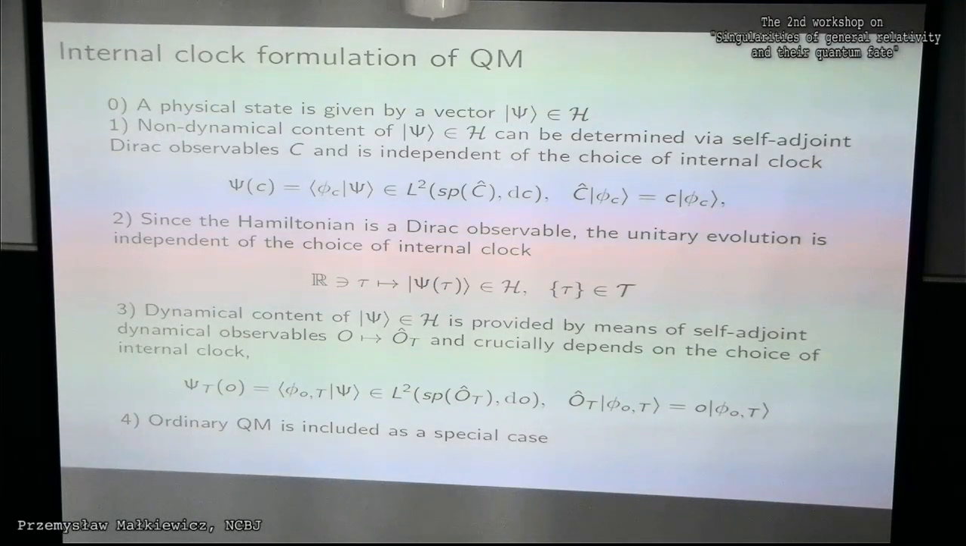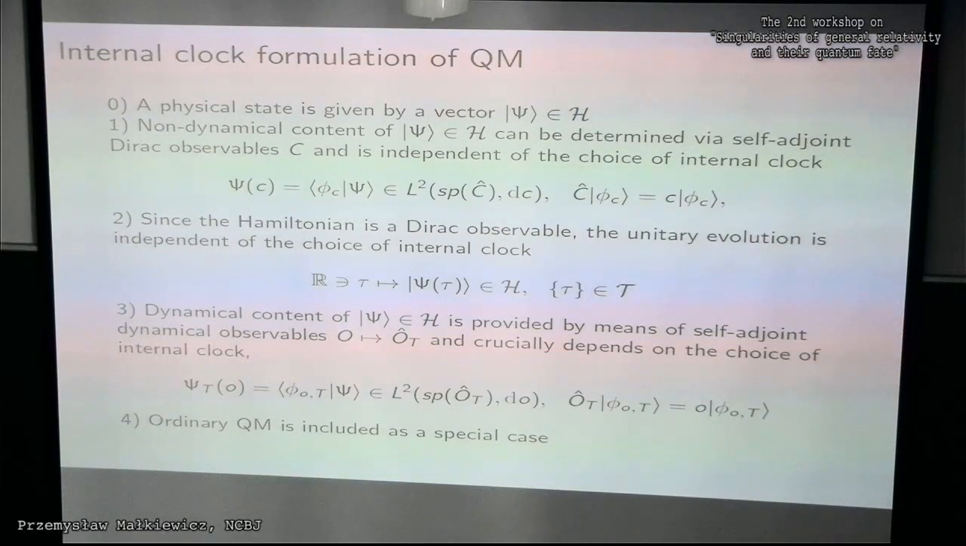The Hamiltonian is a Dirac observable, so it doesn't depend on internal clock. So the Schrödinger equation is the same in all internal clocks. So the dynamics of the states is the same in all internal clocks. It simply doesn't depend on which clock you work with. The curves, the solutions to the Schrödinger equation, are the same. So dynamics is unique, but the dynamical interpretation of the states has to be obtained by self-adjoint dynamical operators, and these depend on the choice of internal clock. So if you decompose a given state with an operator corresponding to a given classical observable, it will depend on your choice of clock.